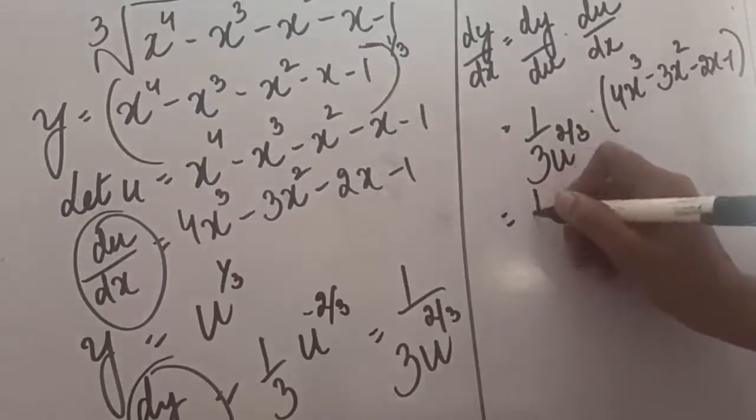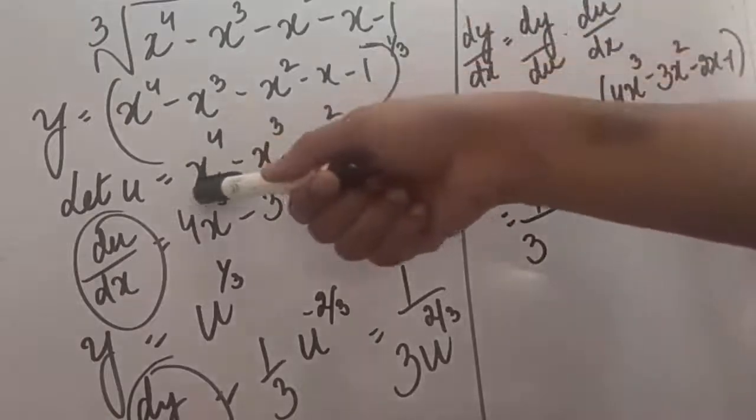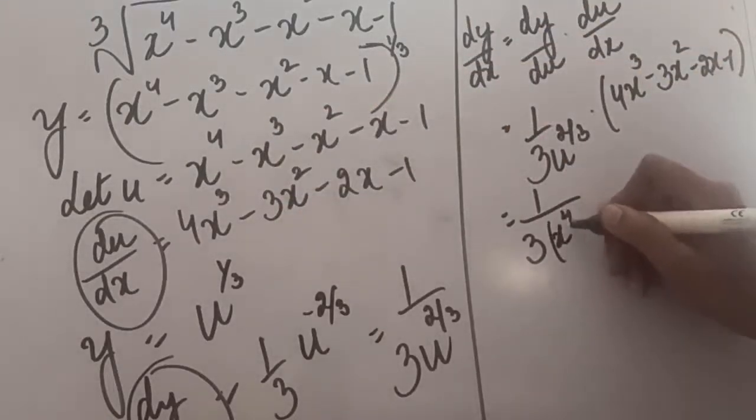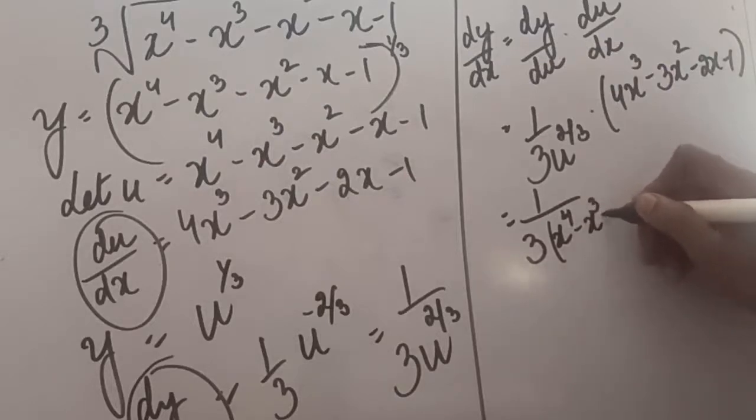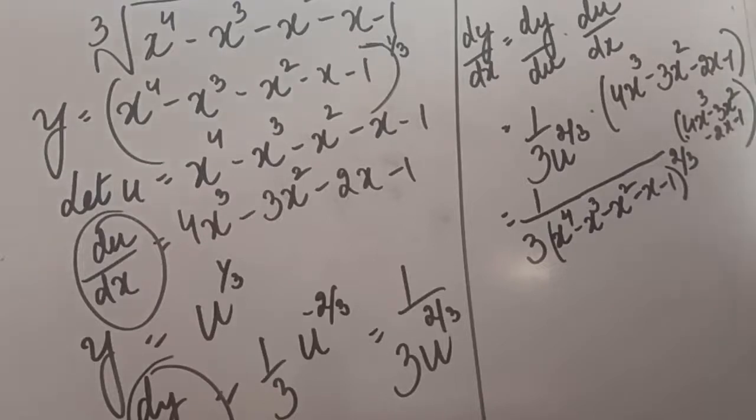So we cannot just show the answer in the u form. Whatever u we assumed, just put that here. So (x^4 minus x^3 minus x^2 minus x minus 1) to the power 2 by 3. We have put the value of u over here, multiplied by what is left, 4x^3 minus 3x^2 minus 2x minus 1. So this will be your final answer.